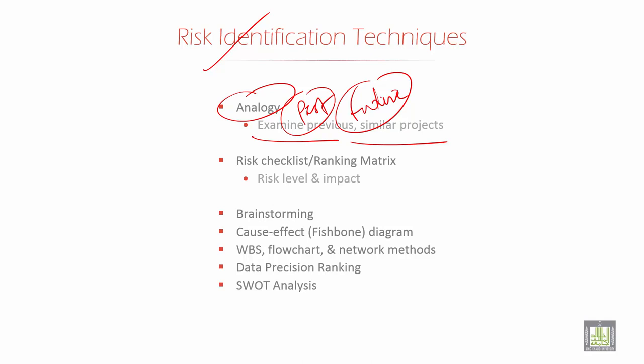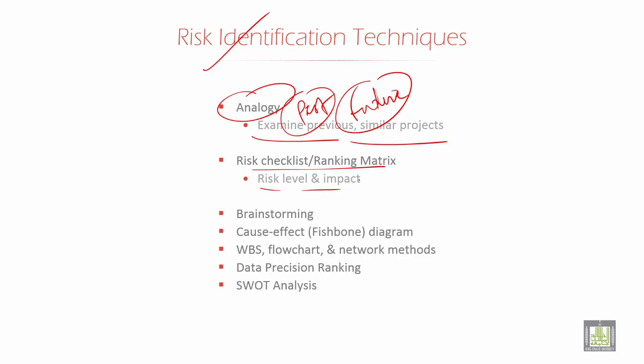Then you have a risk checklist and ranking matrix. The matrix talks about the level of severity. It also talks about risk level and impact, and how high it is.